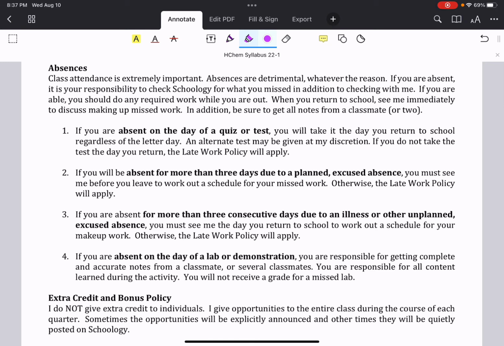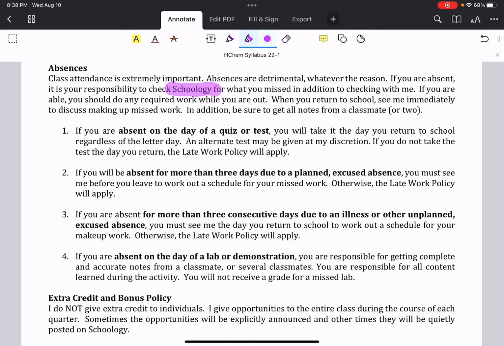Absences are detrimental. One, make sure you always check Schoology, and that will give you a lot of the information that you need, okay? If you are able, you should do work while you're out, right? And obviously, we understand that there are times you can and times you can't, right? If you know that you're going on an extended family vacation, where you're missing a couple of days of school, you need to do that work before you go, right? Or if you have to stay home because you're sick, or you've been exposed or something, but you're not feeling poorly, then yeah, you should get your work done, right?